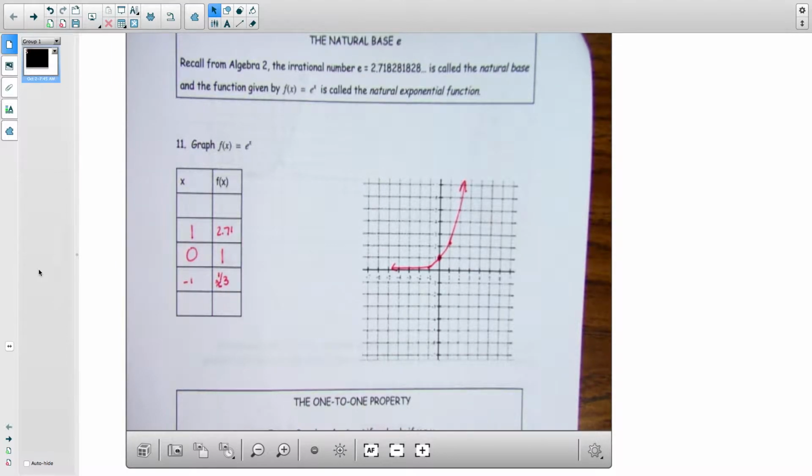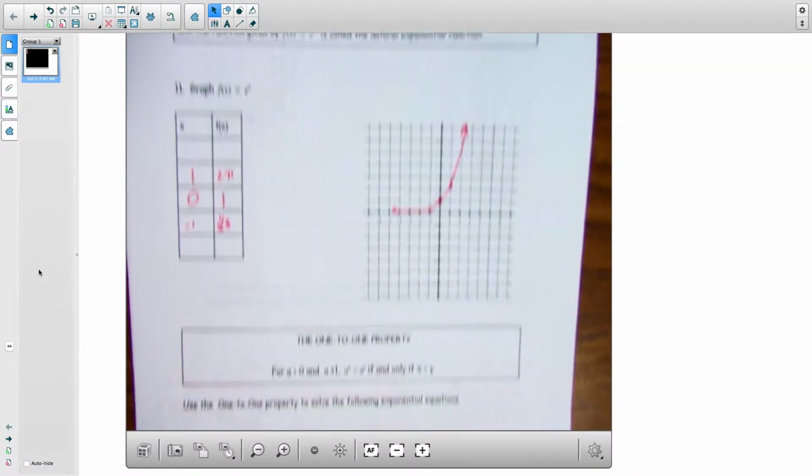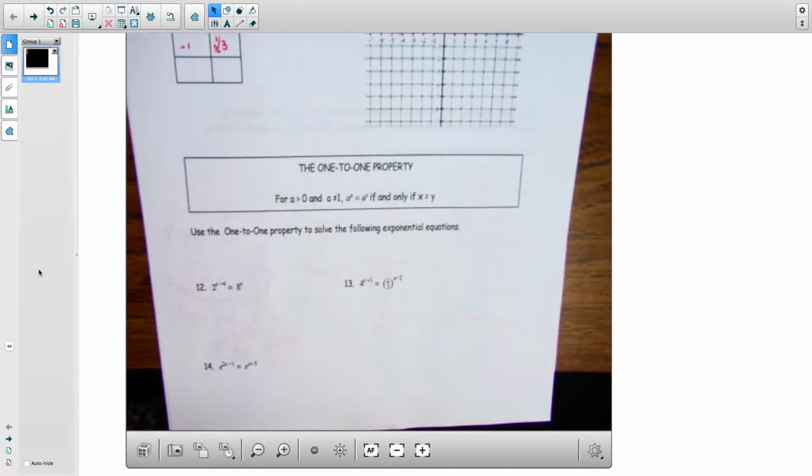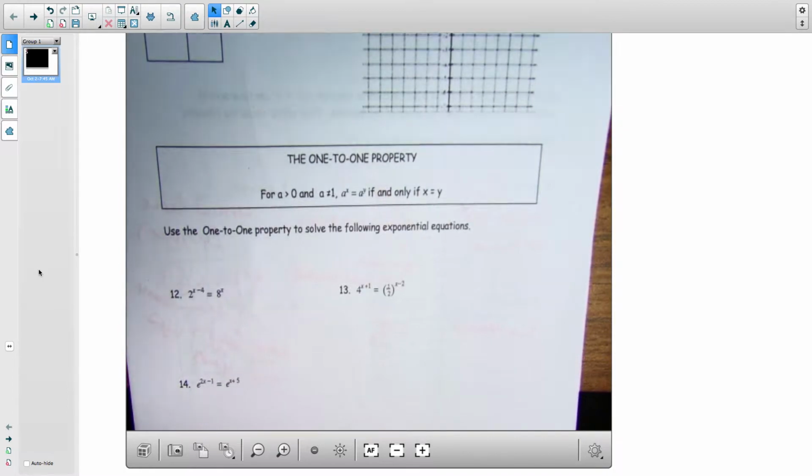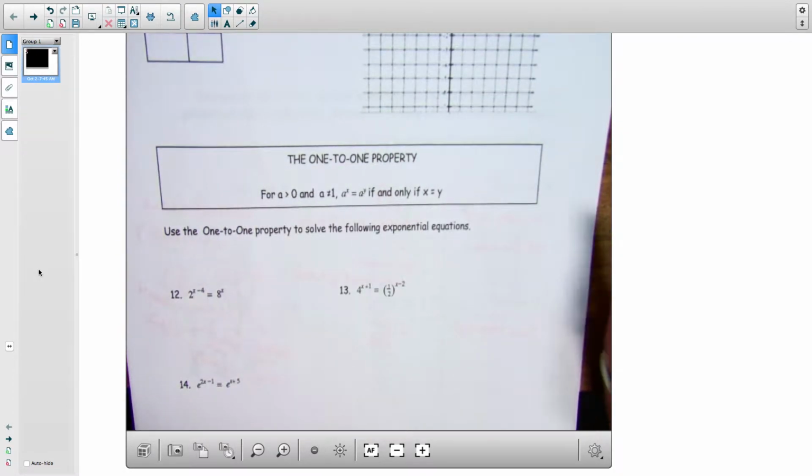Questions here? Then we have that one-to-one property we talked about at the beginning. You're probably going, what does one-to-one mean? What it means is that if we have two numbers set equal to each other, and the bases are the same, then the exponents have to be equal. Makes sense. If you have 2 to the 4th equals 2 to what power? Well, it has to be 4.